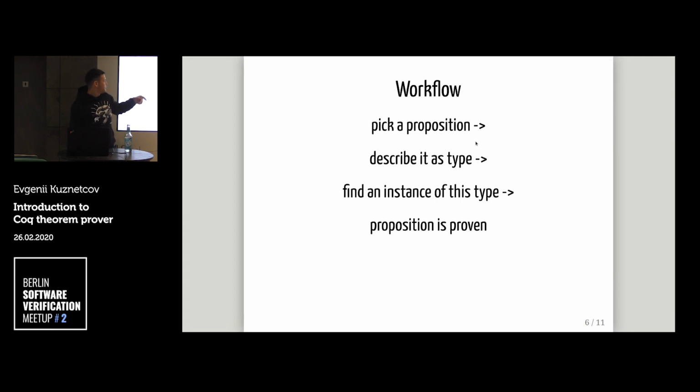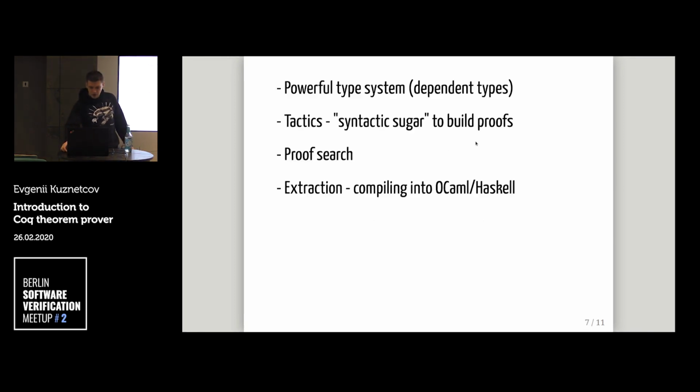So the workflow when you work with theorem provers, not exactly Coq, but in general: you pick a proposition. Then you describe this proposition as a type in some programming language. Then you try to create an instance of this type. And when you actually find an instance of this type, this proposition is considered proven. I will show you examples of it.